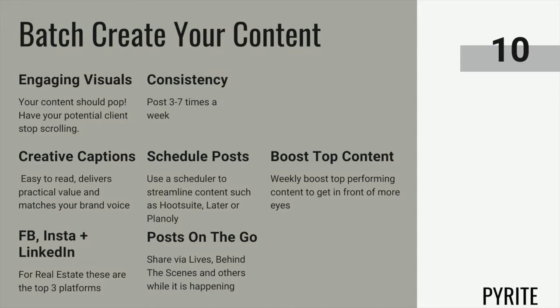So post at least 3 to 7 times a week. Schedule your posts to make it easier on yourself. You want to use a scheduler and streamline that content and use stuff like Hootsuite, Later, which I love using, or Planoly. Post on the go. So once you've already scheduled those posts, you're going to also now post things that are on the go.